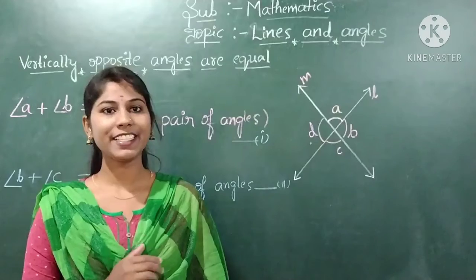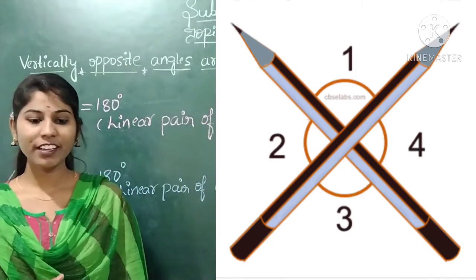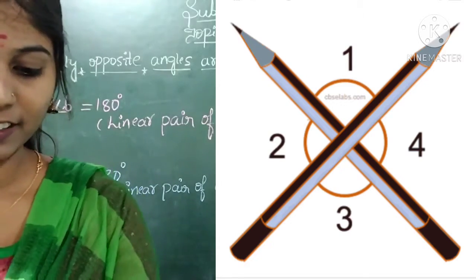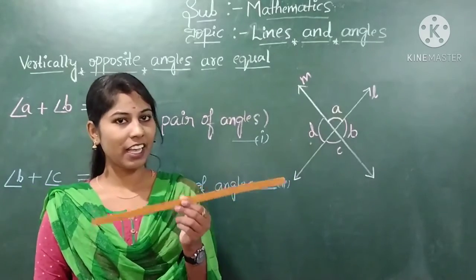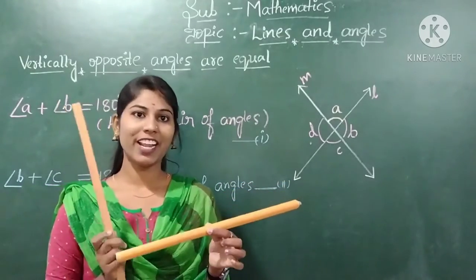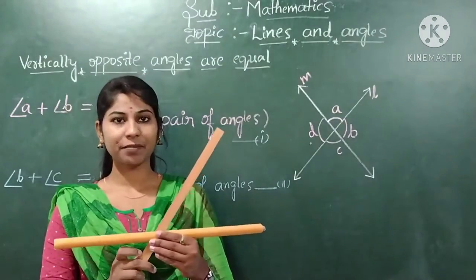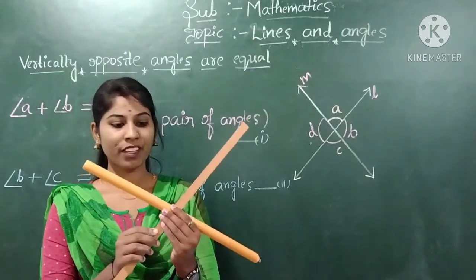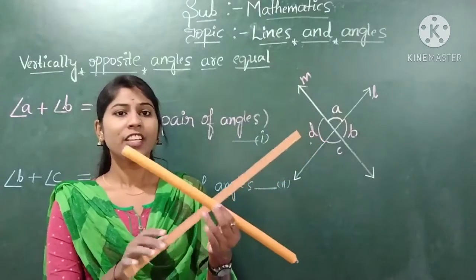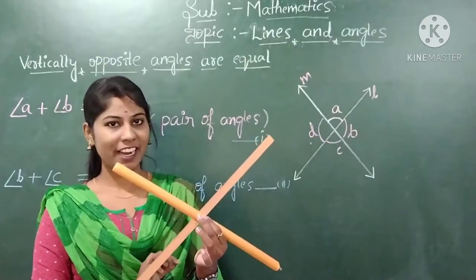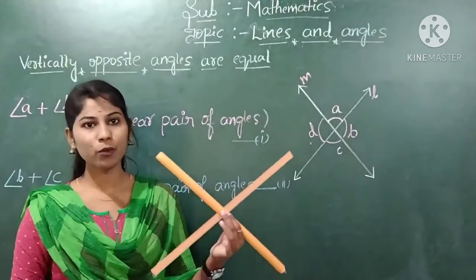When two lines intersect each other, they will form angles, and those are intersecting at one point. For example, this is the line L, and this is another line M. When these two lines intersect each other at the point O, you will get the opposite angles, that is vertically opposite angles. What are the vertically opposite angles?